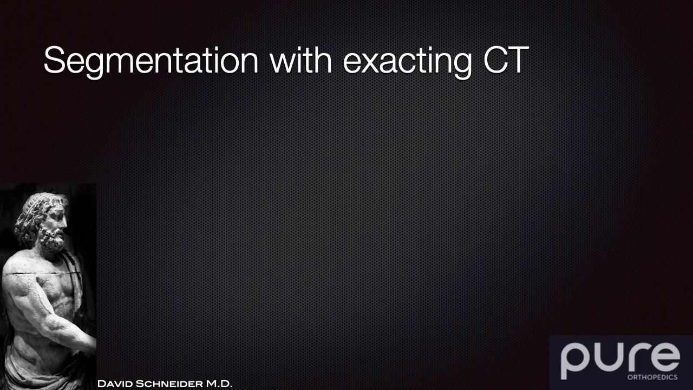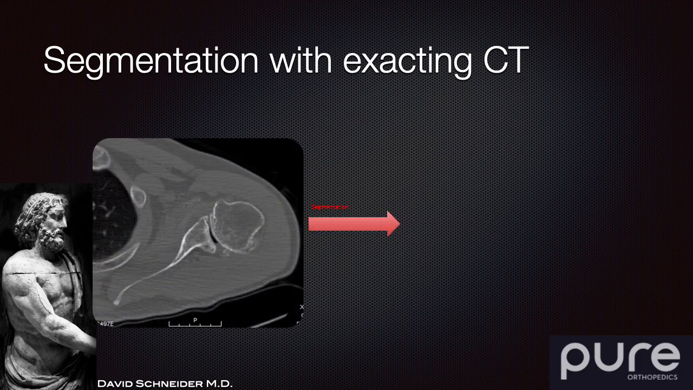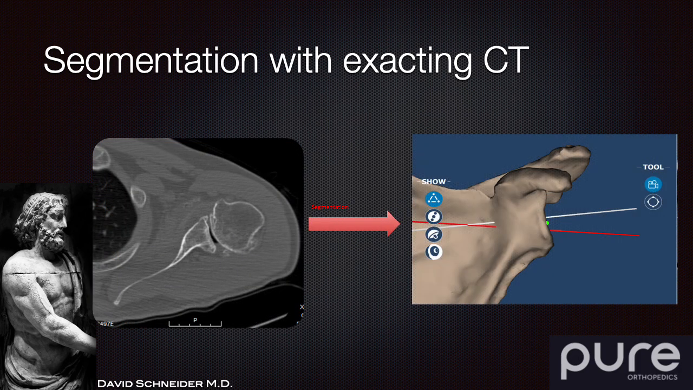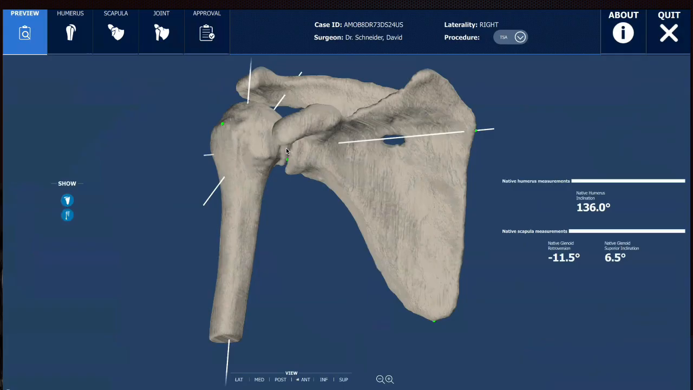We do it with segmented CT scans. So we get a preoperative CT scan, which has to be a very specialized, very high quality, thin cut CT scan, and that allows us then to develop a three-dimensional representation of the patient's shoulder. So I'm going to walk you through how we actually template.